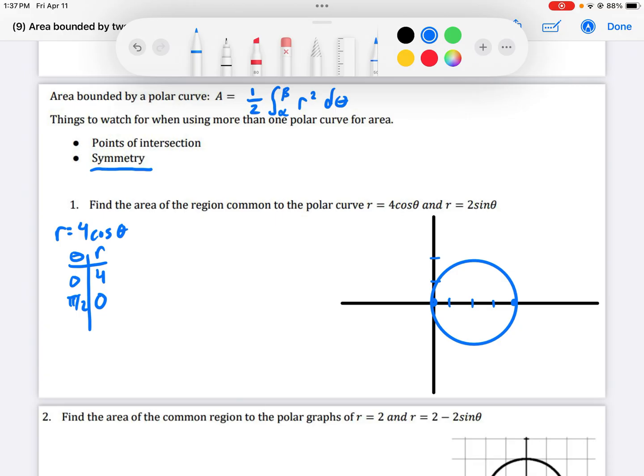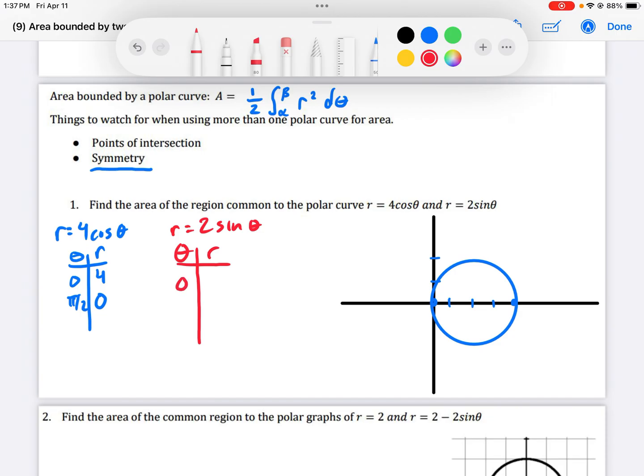So that's a circle of radius 2, and I want you to graph the other one also. If you have your calculator, you can graph r equals 2 sine theta. Hopefully we remember it's a circle above the x-axis, but we're going to plug in some numbers and double check.